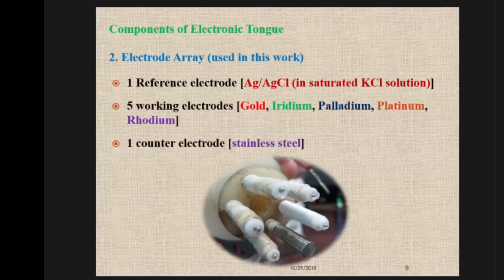So basically only one electrode forms the 3 electrode system at a time. For example, gold is a working electrode, stainless steel, and then the reference electrode. This forms a single 3 electrode system. After collecting the response from the gold electrode, the control now switches to the next electrode. So it's a sort of sequential collection of response.